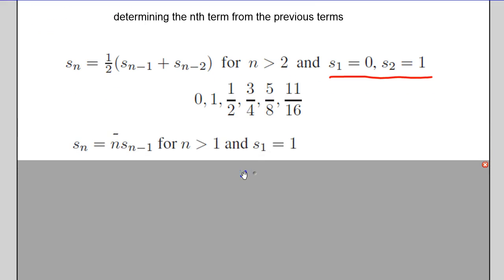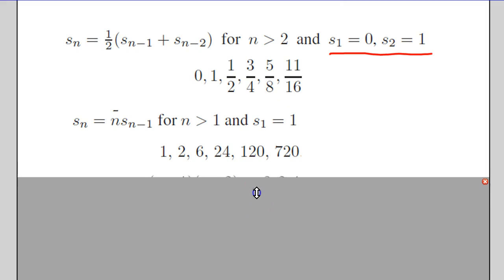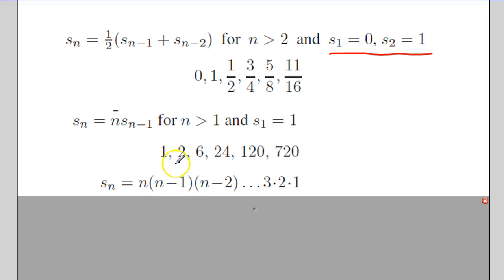Another example is this term, n times S of n minus 1, and it looks like this. So the first term is 1 times 2 times 1, and that's 2, and 3 times the previous term, which is 2, is 6. And most of you are able to identify this looks very much like a factorial. If we're on the third term, this is going to be 3 times 2 times 1.